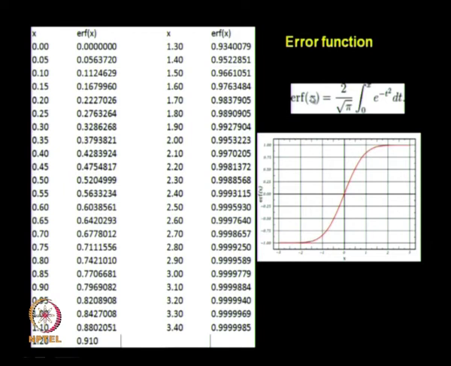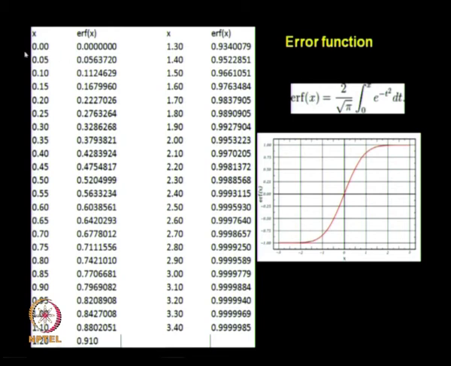So for different values of x, there is a table which gives the corresponding value of y, that is the error function of x. In fact, this is what it is. So for different values of x, the erf x, that is whatever is there on the left hand side, is given in the form of a table. So we can get erf x when I know x.